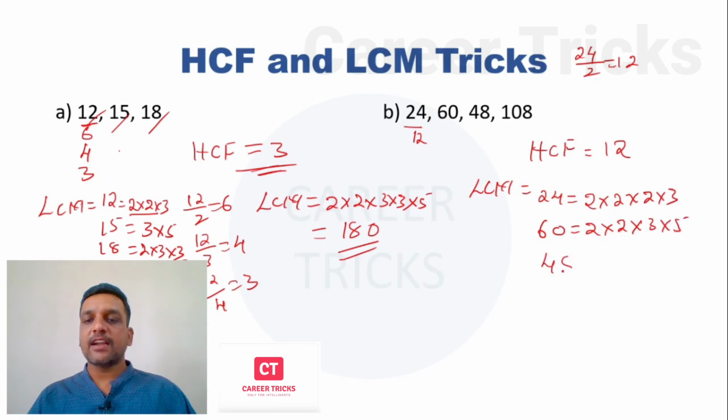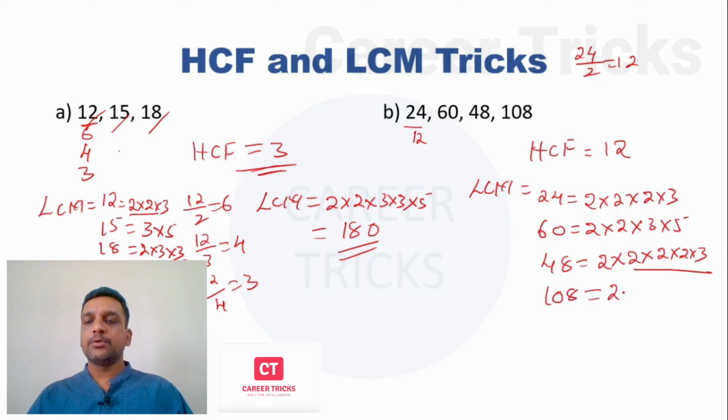Next, we'll write the factors of 48. That is 2 into 2 into 2 into 2 into 3. Why did I write it directly? Because the factors of 24 are there. If you multiply 24 by 2, you will get 48. One additional 2 we have to write. The factors of 108 are 2 into 2 into 3 into 3 into 3. These are the factors we got. Now we will check the common terms.